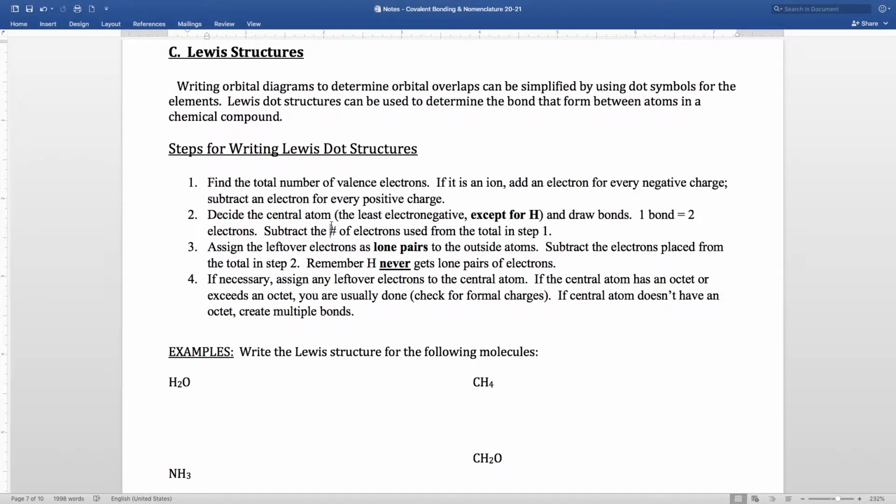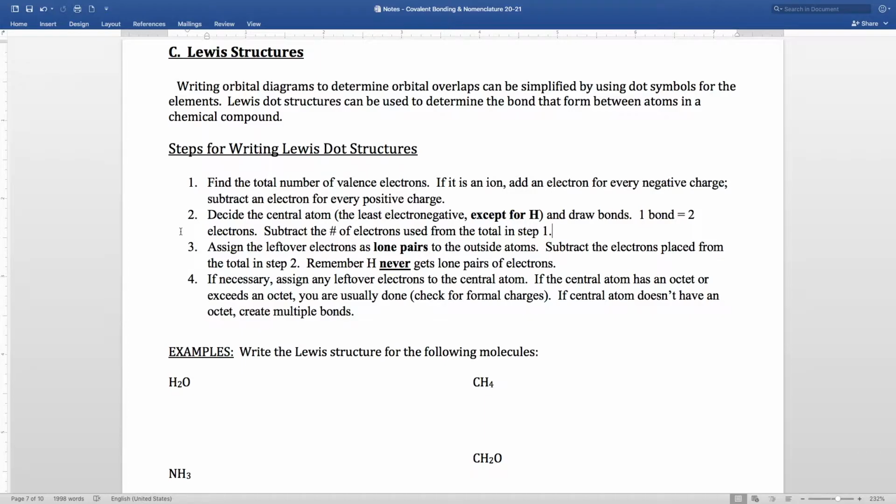Now, then we will decide the central atom. That will be the least electronegative element. That one goes in the middle, except for hydrogen. Hydrogen never goes in the middle. And then we'll draw bonds. One bond is 2 electrons. We'll subtract the number of electrons used from the total in step 1.